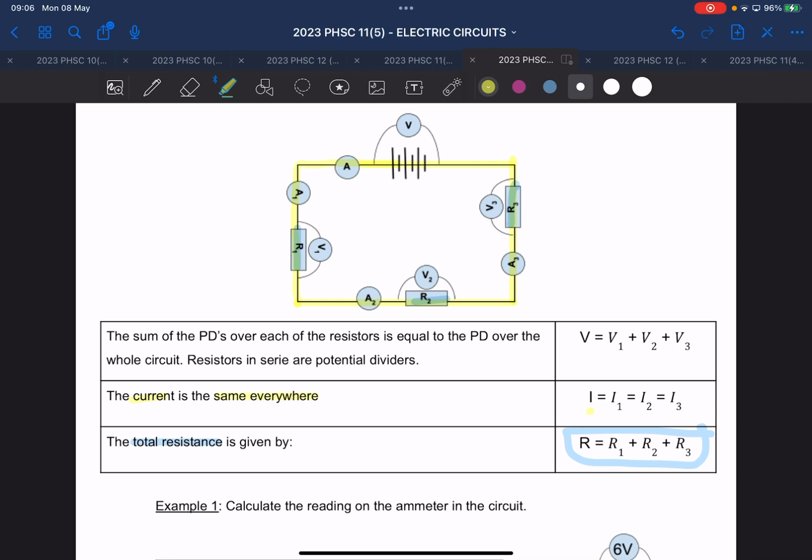Now, this is what I forgot to change. I wanted that to be A's. A1, A2, A3. They are all the same. The current is the same everywhere, so the ammeter readings will be the same everywhere.